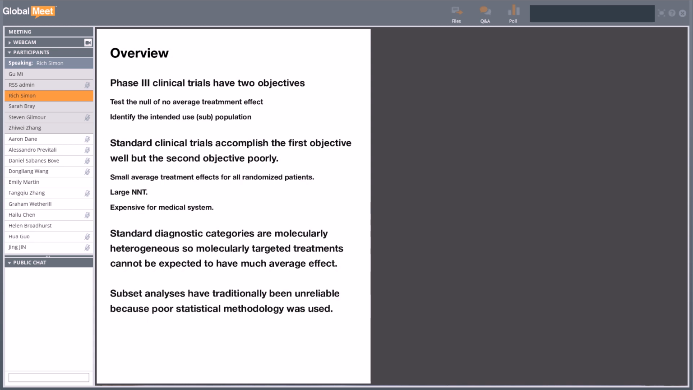and we use treatments that are molecularly targeted, we can't really expect those treatments to have much average effect. So whenever possible, sponsors are doing trials in which a priori, based on biological knowledge, they figure out what is the appropriate population to target and then restrict eligibility. But that, as has been pointed out, is not always possible.